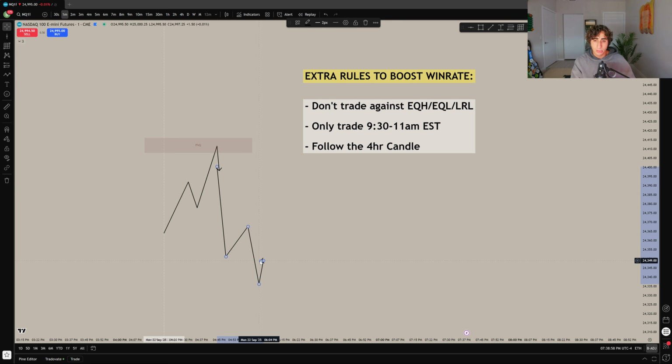Don't trade against this. You do not want to be taking longs after we have this move. Don't look for longs here just because we get an inversion, right? Because you're trading against the 4-hour candle. This is most likely going to get stopped out.